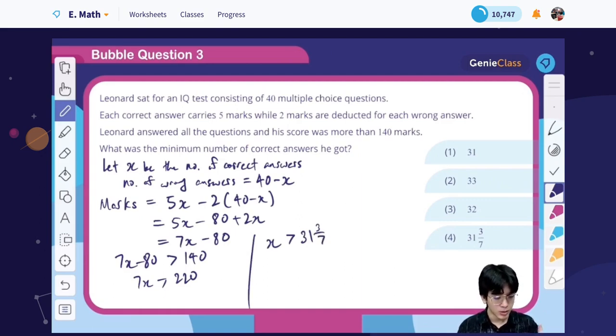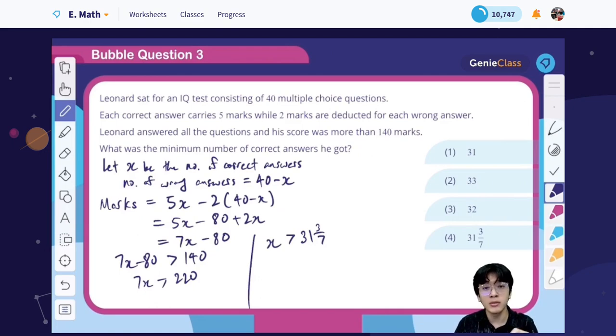Okay, so they want you to find the minimum number of correct answers he got. Okay, so this cannot be option 4, right? Because the number of questions is an integer. You have to have a whole number of questions that he got right. So you can't have half a question correct, right? So it has to be a whole number. So in order for you to round off, take note that even though 31 and 3 over 7 looks like you have to round down, right?